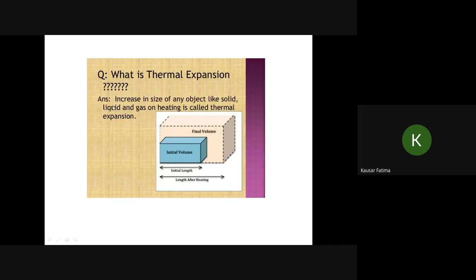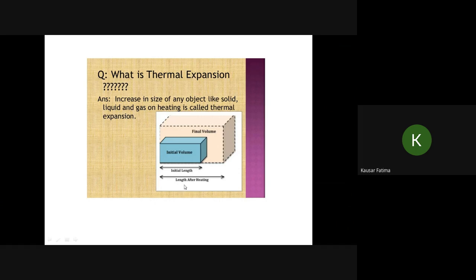So what is thermal expansion? Increase in size of any object like solid, liquid or gas on heating. The initial volume is of course smaller. On providing heat, it becomes bigger in size. It means there will be change in length, width, height, etc., in all. Okay, so this expansion depends upon the type of the substance. Like solids expand the least, liquid expands more than solid, and gases expand the most. So there will be greater expansion observed in gases.